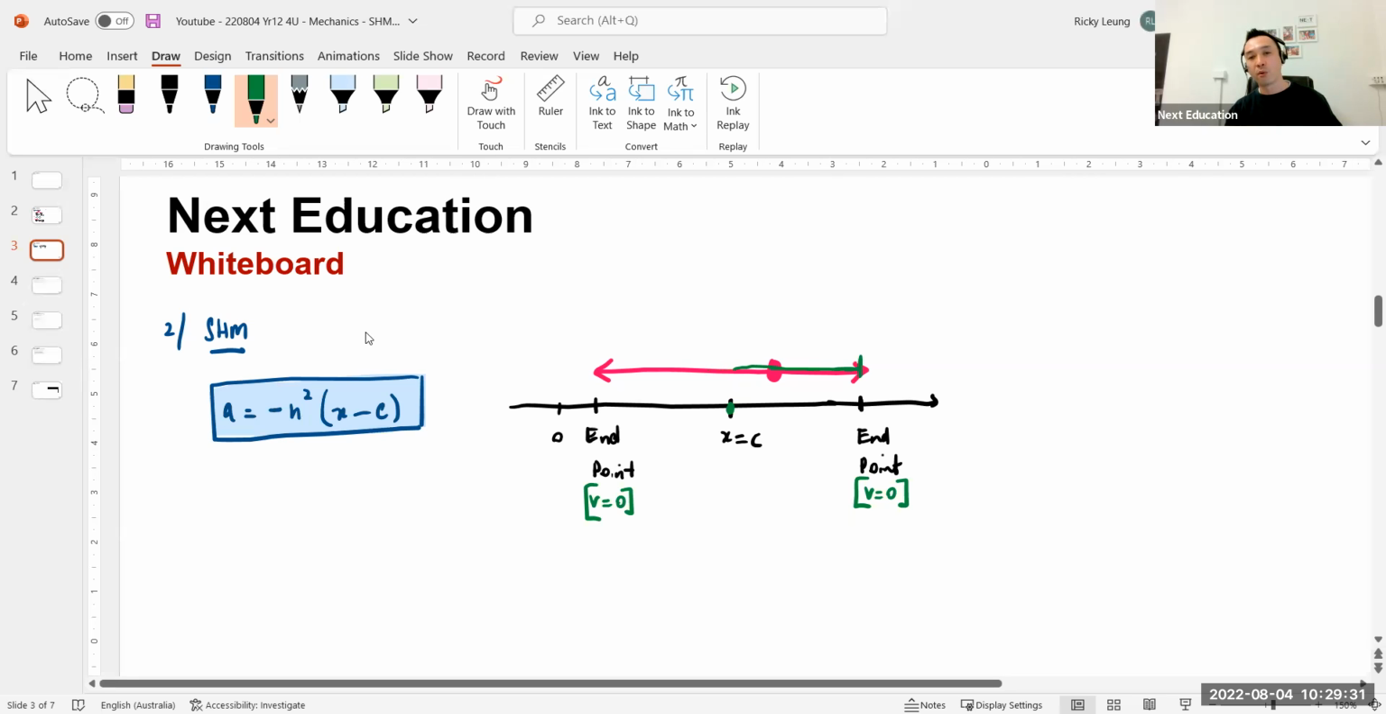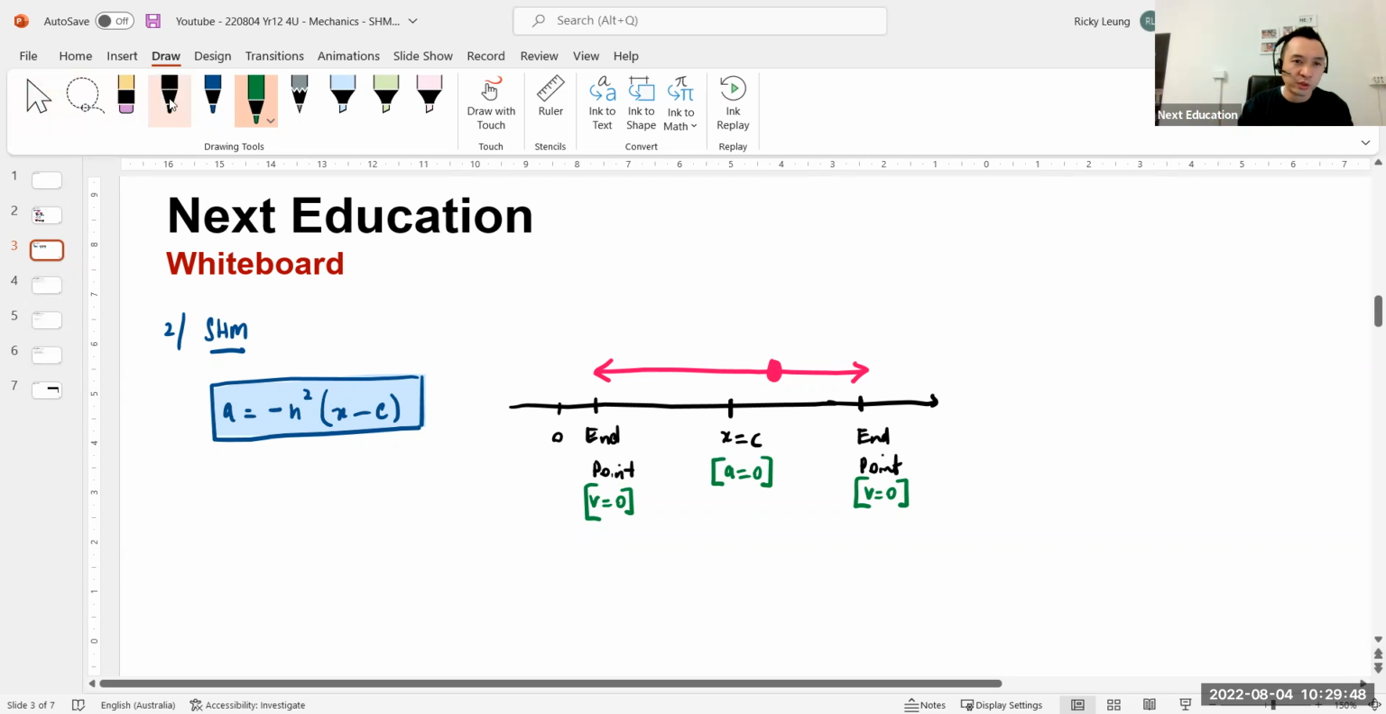So what's important is that at the center of motion, acceleration is 0. Now, conceptually, that makes sense because when acceleration is 0, I use that to find my maximum or minimum velocity, right? It all sort of hangs together.